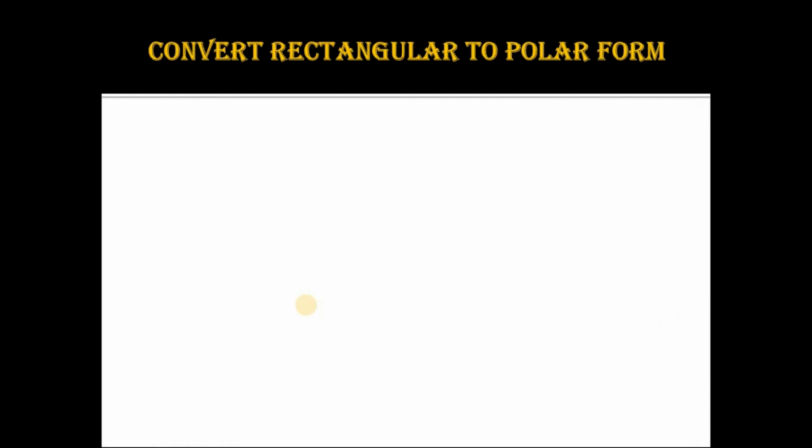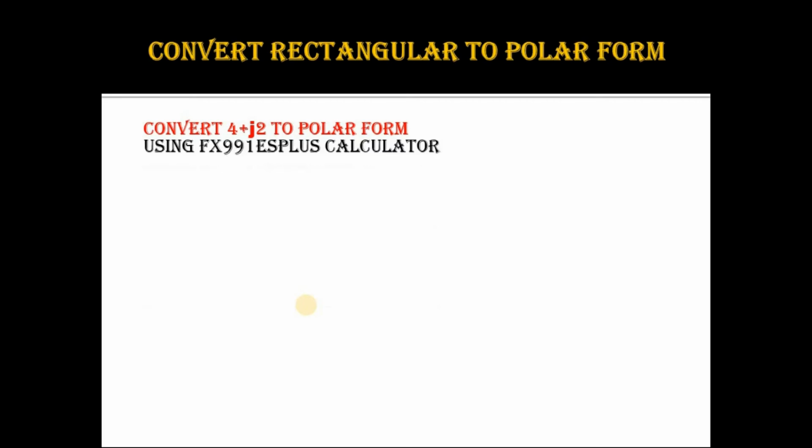Now you practice the same using your calculator. Same problem. Convert 4 plus j2 to polar form. Do it step by step. You practice it. So switch on the calculator.